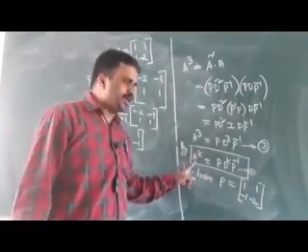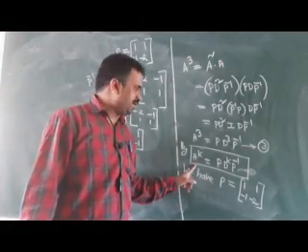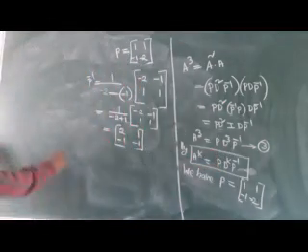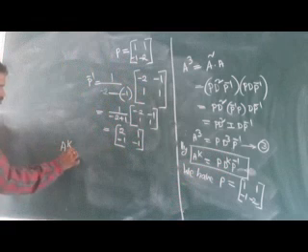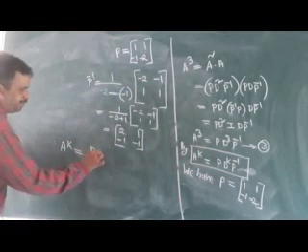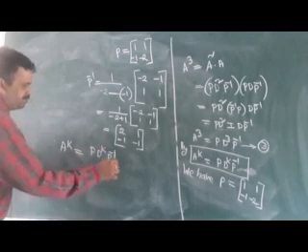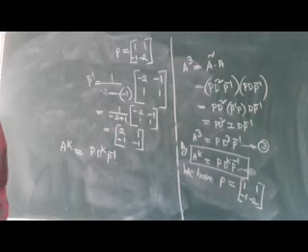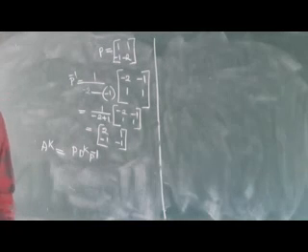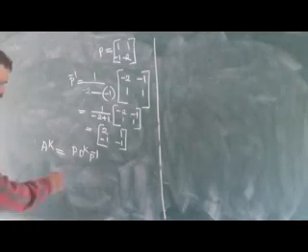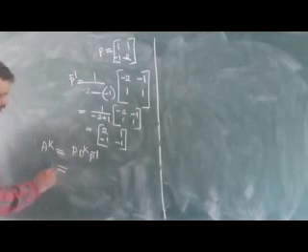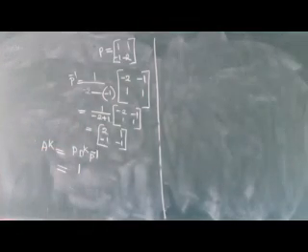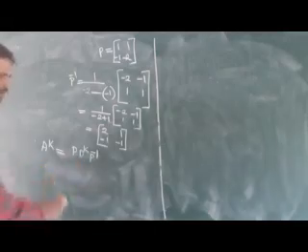Now I have to find A power k. A power k is P D power k P inverse. Therefore, A power k equals P D power k P inverse. Here P we already have, the value [1 1; -1 -2]. I'll write it here.